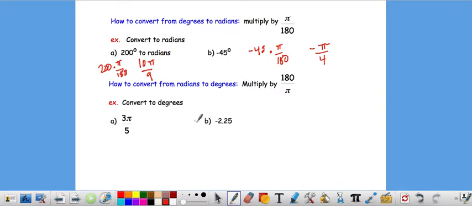To convert from radians to degrees, you just multiply by the reciprocal. I like to think of this as, well, there's no pi in radians, so we need to cancel out the pi. So we do 180 over pi to simplify. So your pi's basically cancel, and then it's what's 3/5 of 180, and you just get like 108 degrees.